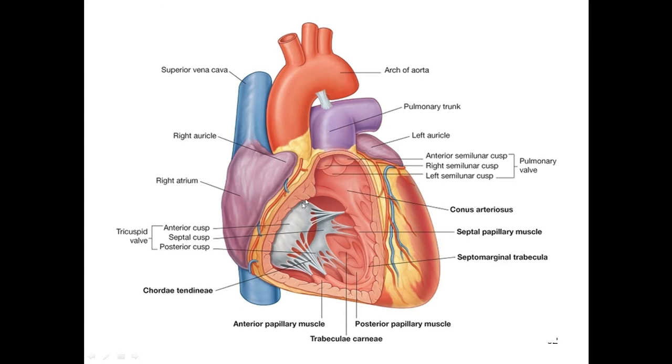What else can we see in the right ventricle? The cusps, the tricuspid valve. That is a valve which is present between the right atrium and the right ventricle. It has an anterior cusp, a septal cusp which is related with the septum, and here lies the posterior cusp. Three cusps, so tricuspid valve.